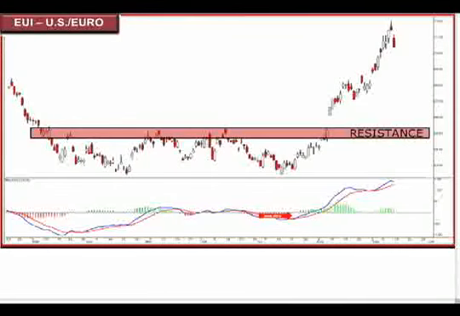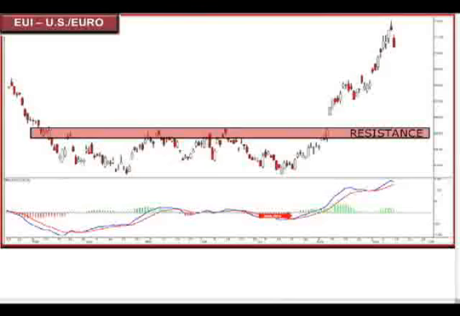Now, again, not to forget about the whole concept of support and resistance. We have to recognize that as prices play into these higher resistance levels, the possibility of a rejection here is something that we have to note.